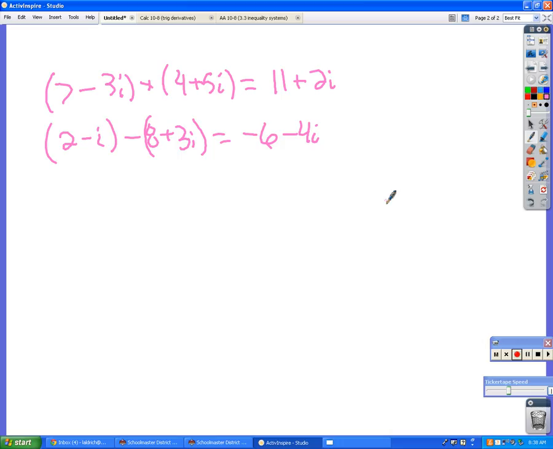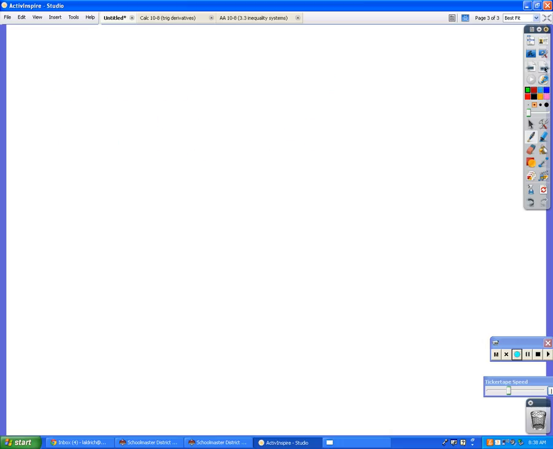Now let's take a look at the more complicated ideas of multiplying and dividing.